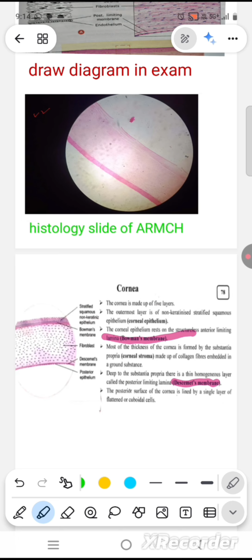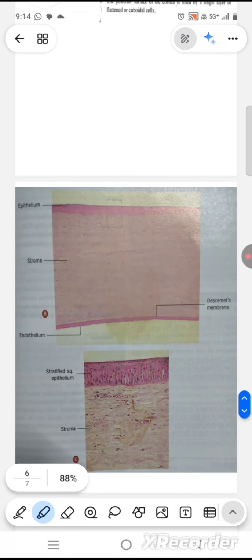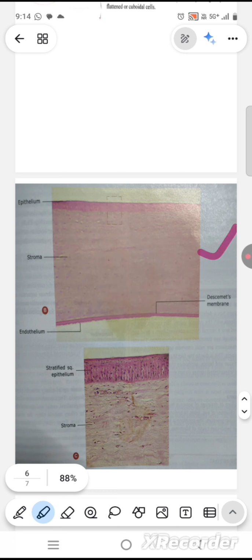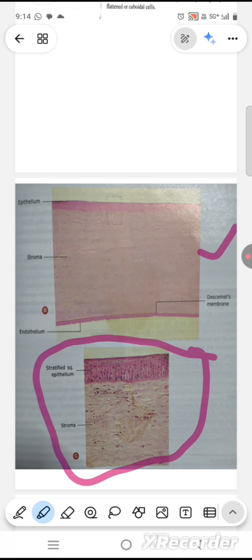So how do the slides actually look? Not every slide is as proper as you are expecting, but by practicing and seeing, you will be able to understand. There are 2 images which I am showing. The upper one is the image from a low light microscope, not highly magnified. You can easily distinguish between the epithelium, the stroma, and the endothelium, or Descemet's membrane. That is very simple. And the highly magnified image is showing here. It is exactly stratified squamous epithelium, which you can see very well.